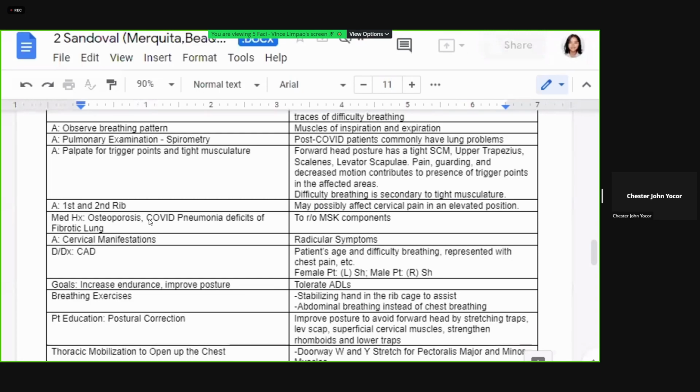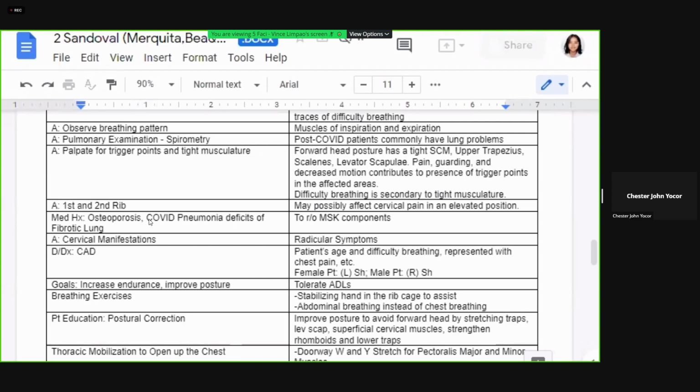Okay. So with this one also, we look at any conditions, especially based on the age of the patient, 50-year-old and female. So we would look at also if there's any osteoporosis, any COVID pneumonia. We would also look at what type of pain it is. So is it more of a radicular pain, or is the pain more muscularly related? And about other conditions, since this is a 50-year-old female and she has chest pain, so likely it could have some cardiac problems also.